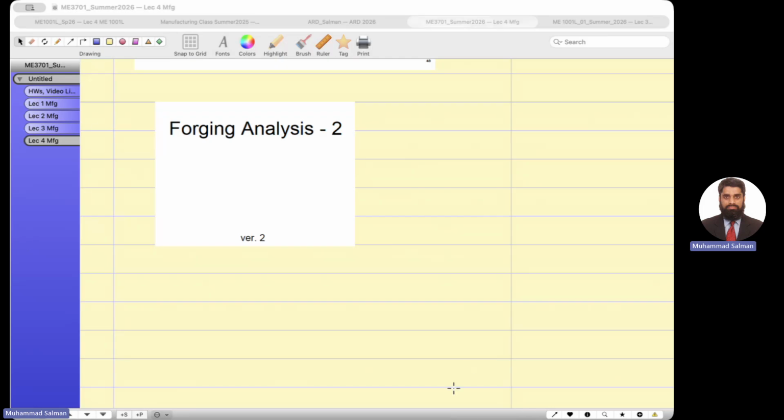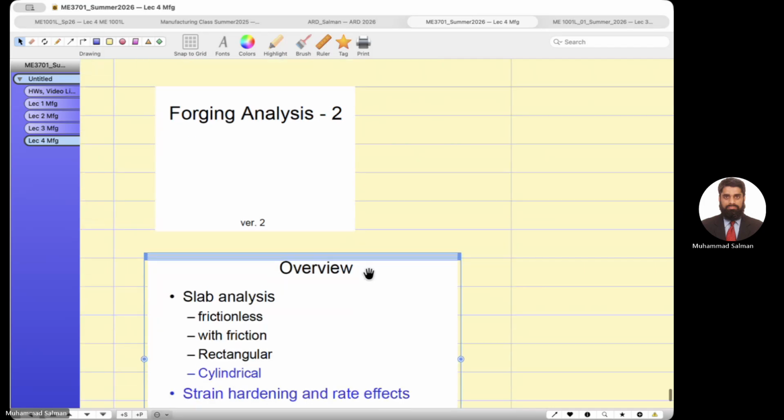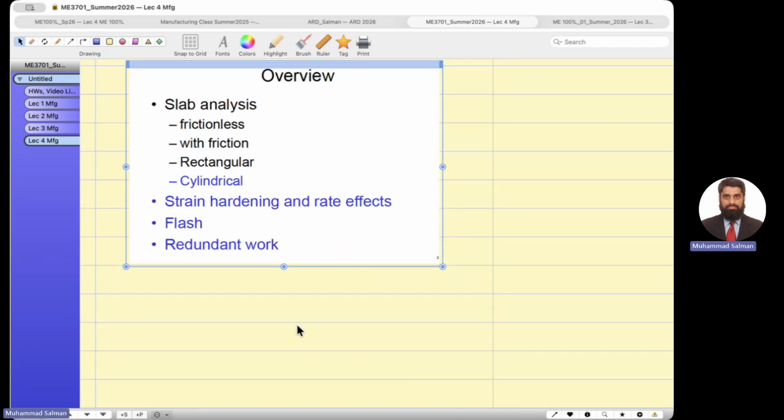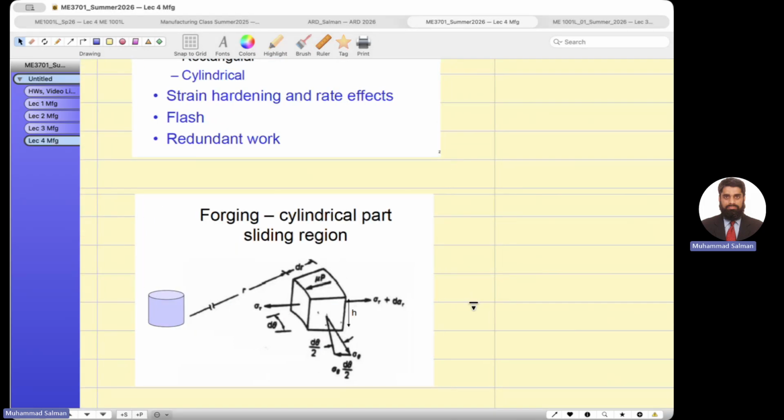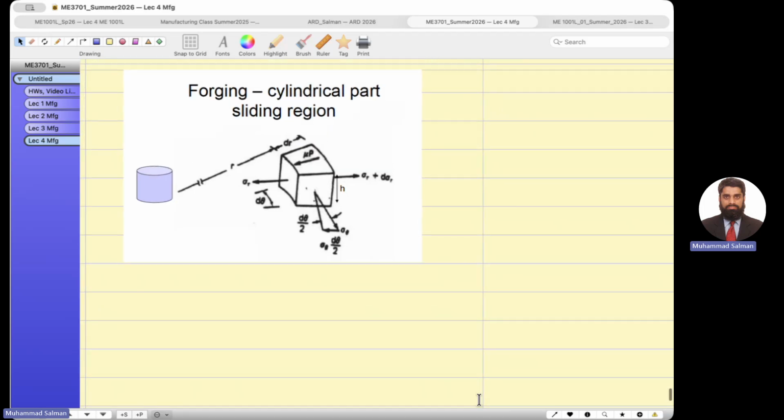When you have a forging of a cylinder, how will you find out sticking, sliding, and the forging force of a cylindrical forging piece? You want to see the analysis? Look, it's not that lengthy, but it requires some more formulation. This is a cylindrical forging piece. We want to forge it.